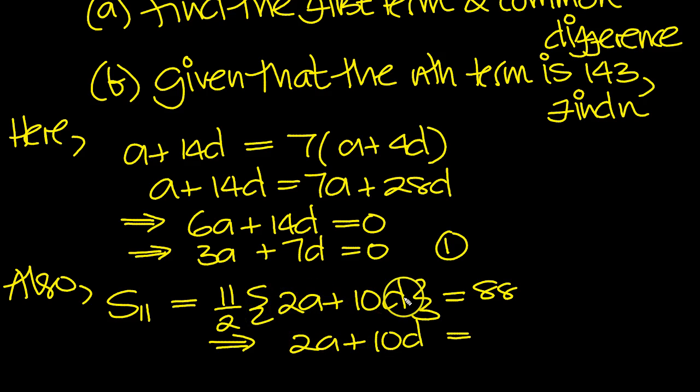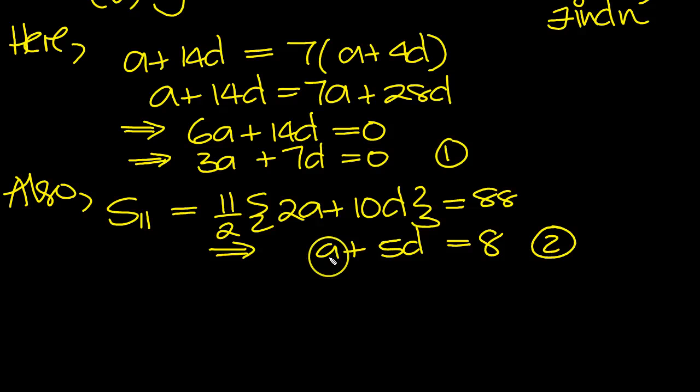So why don't we take the 2 that's common outside the bracket and we'll just have a plus 5d, and that will cancel with that 2. So let's do that then. So it's a plus 5d now. I've divided it by 2 all the way through to cancel with this 2. And now move the 11 from times to divide over the other side. 88 over 11 is 8. So this is equation 2. So we've got 3a plus 7d is 0, and a plus 5d is 8.